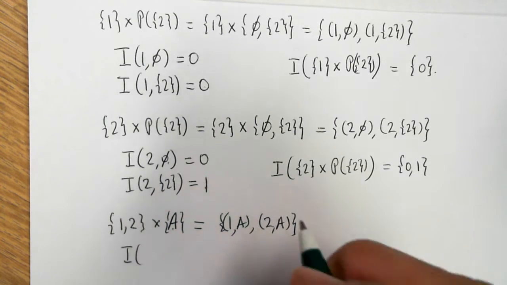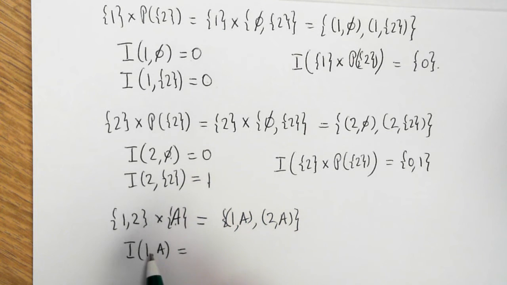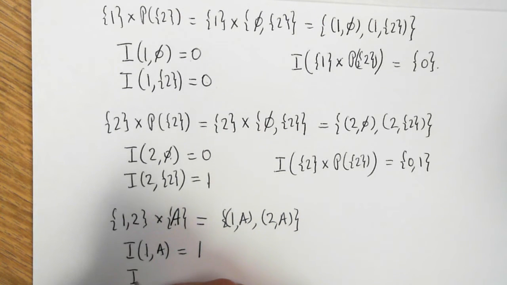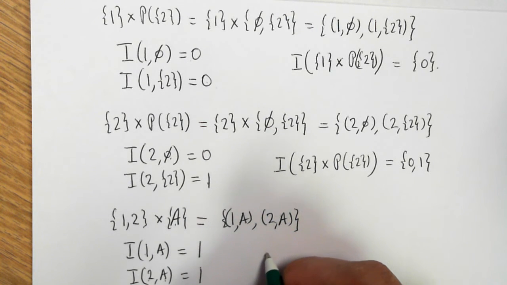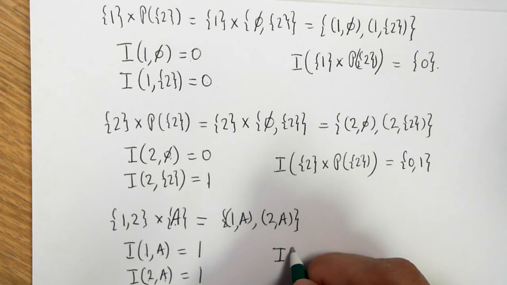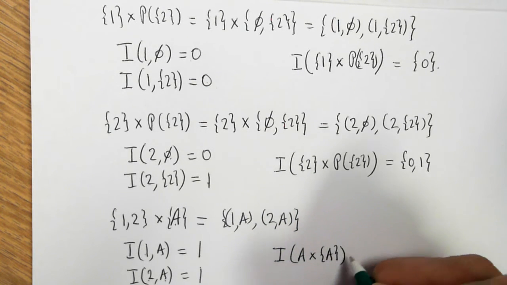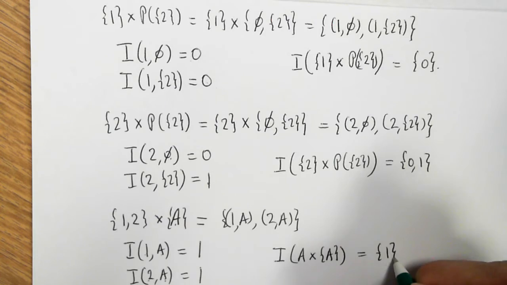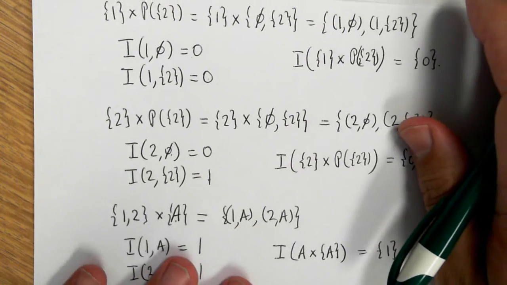Okay, the image of, if I apply (1, A), 1 is an element of A, and so I get 1. If I take (2, A), 2 is also an element of A, so I get 1. And so therefore I conclude that the image of the Cartesian product of A and the set containing A is equal to the set containing 1.